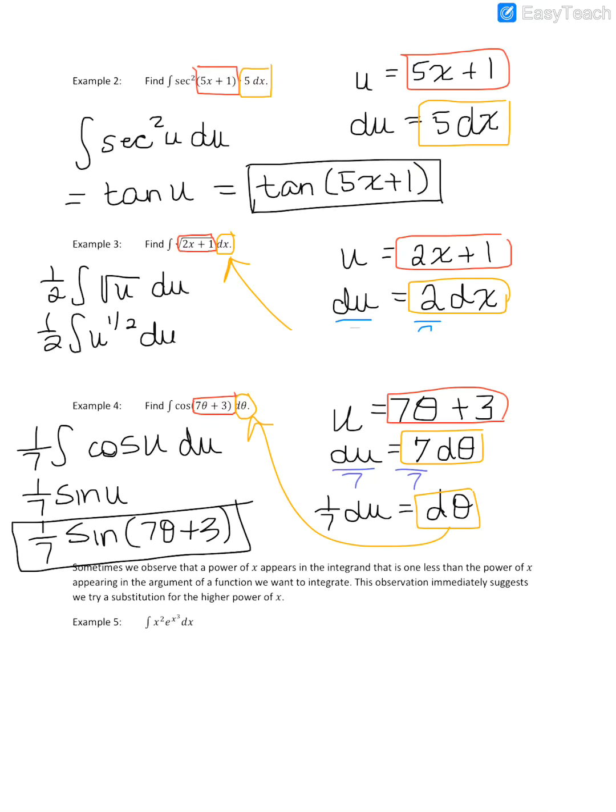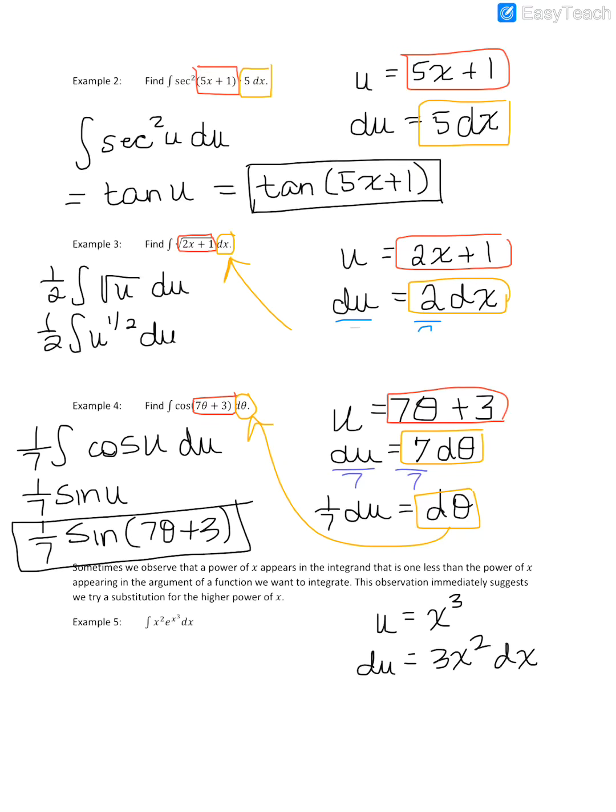All right, so let's try example 5. We're going to let our u be our x cubed. Notice I did not do e to the x cubed, okay? That would be too complicated, right? If I did the derivative of that, that's chain rule. I would have a lot of extra junk flying around that I don't need. So I'm just going to let my u be the x cubed. Okay, that means my du is 3x squared dx.